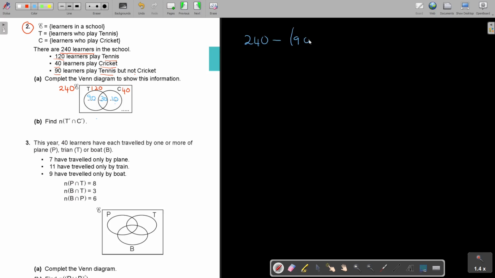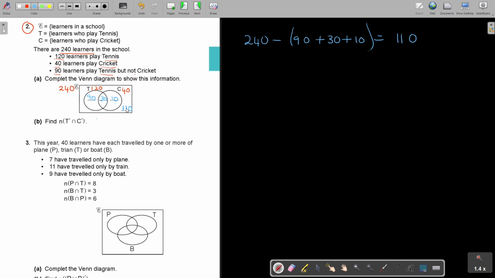Can I just show you? It was 90 plus 30 plus 10, which was that 130. And then I'm getting 110. And I know that this is 110. And that's how I do it. So it's not always the same. As long as I just have one, I can fill in the rest. Okay, but one in the outside will not help me.